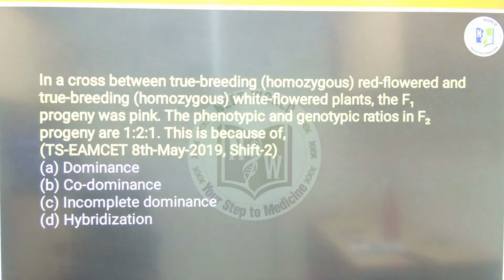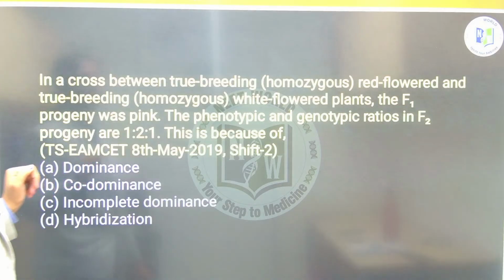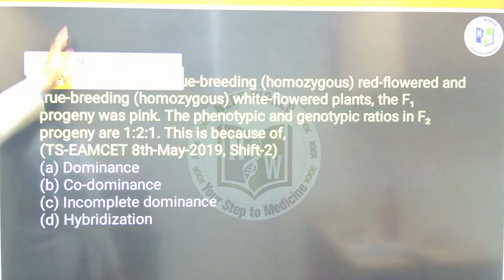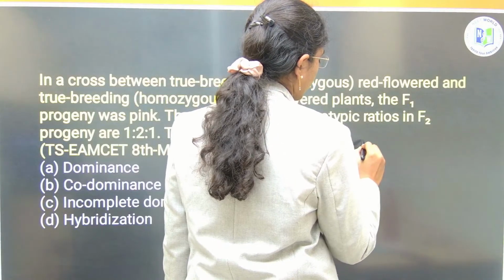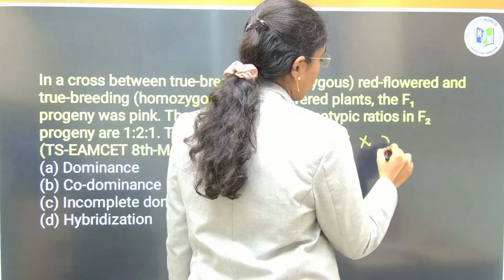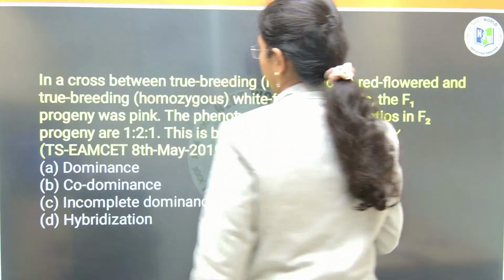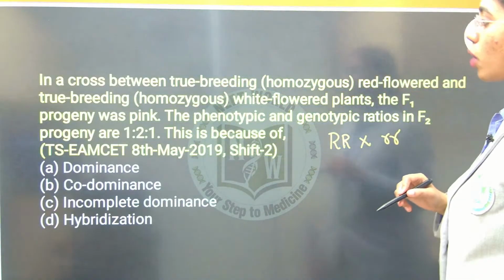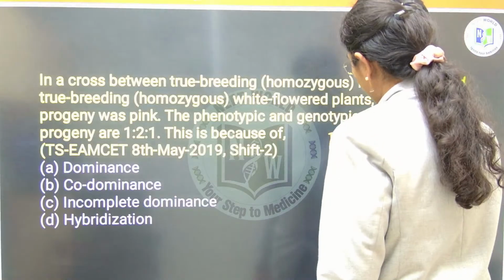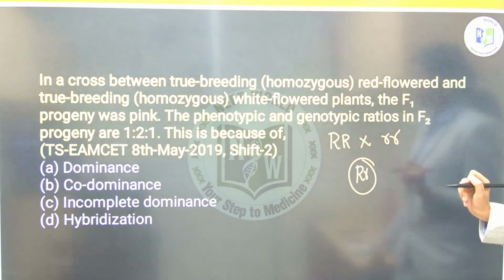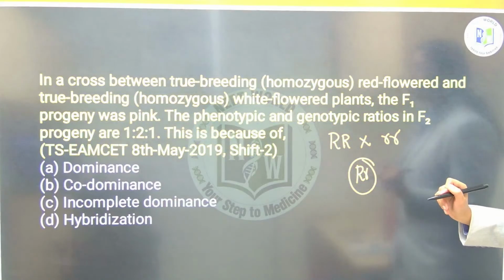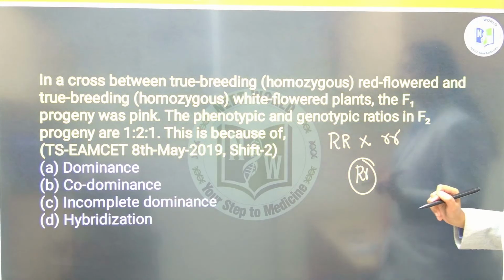In a cross between true breeding homozygous red flowers and true breeding homozygous white flowers, the F1 progeny will be pink flowers. And the genotypic ratio of the F2 generation is 1:2:1. This is because of what phenomenon?